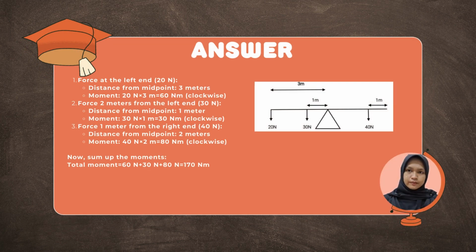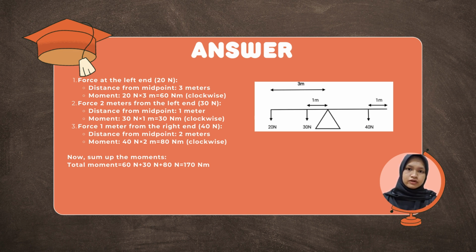To determine the sum of the moments of the forces about the midpoint of the beam, we will use the principle of moments. The formula that we use to solve this question is moment equals force times distance. First of all, given that the length of the beam is 6 meters and the midpoint of the beam is 3 meters from either end, in this case I took 3 meters from the left end. Now we need to find the distance of these forces from the midpoint of the beam.